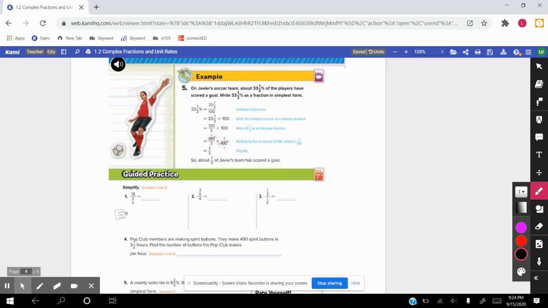Example. On Javier's soccer team, about 33 1/3% of the players have scored a goal. So let's write 33 1/3% as a fraction in simplest form. You'll see that we start off with 33 1/3%. And that equals 33 1/3 divided by 100, because percentage is always out of a total 100. It's kind of like when you take a test or a quiz, it's out of 100%. So step 1 for this one was the definition of percent.